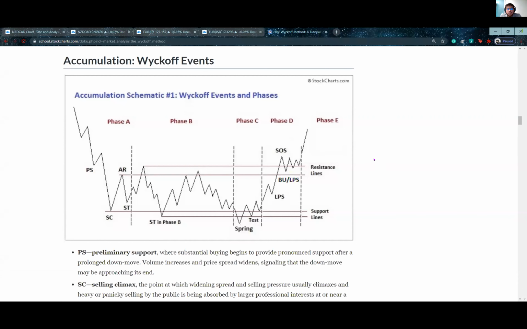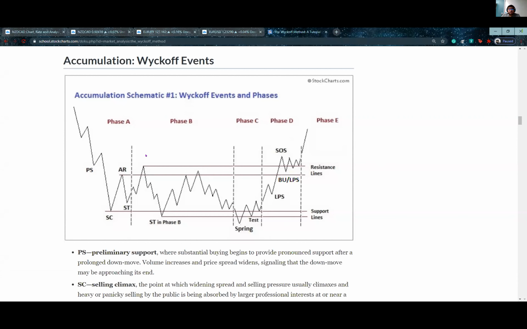Okay, no problem. So let's continue to accumulation. Accumulation is the exact same thing that we just saw in distribution, but inverted, right? One of the things you're going to see is the PS. So this is preliminary support rather than preliminary supply. It's literally the exact same thing, just inverted. Instead of a buying climax, we're going to have the selling climax, right?